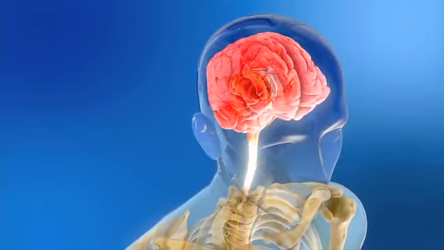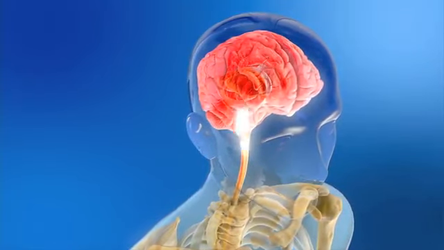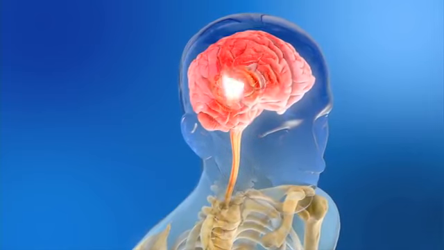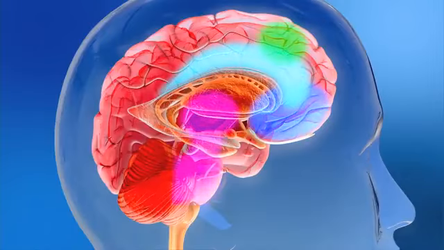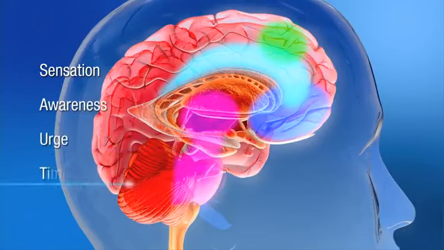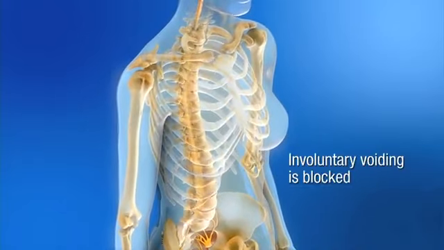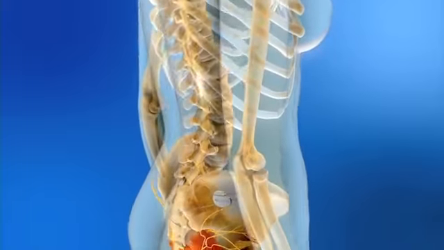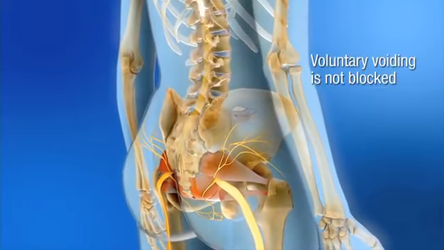OAB patients with sacral neuromodulation exhibit patterns of brain activation similar to that of patients with normal function when compared with OAB patients without sacral neuromodulation. These effects are observed in areas of the brain involving sensation, awareness, urge, and timing of urination. This suggests that sacral neuromodulation patients experience normalized sensory signaling to the control centers of the brain, while motor pathways are uninhibited so as not to suppress voluntary voiding.